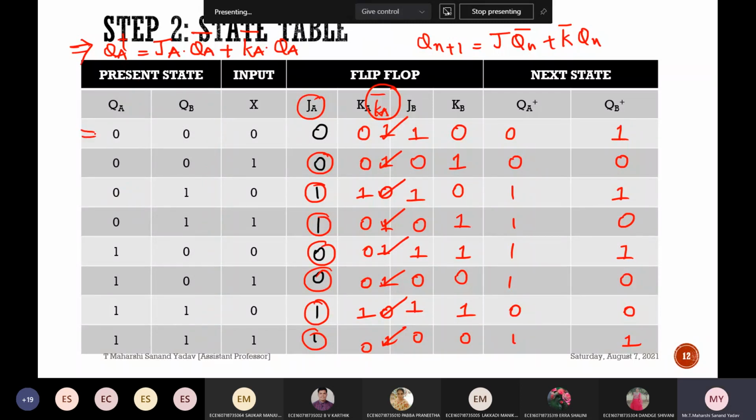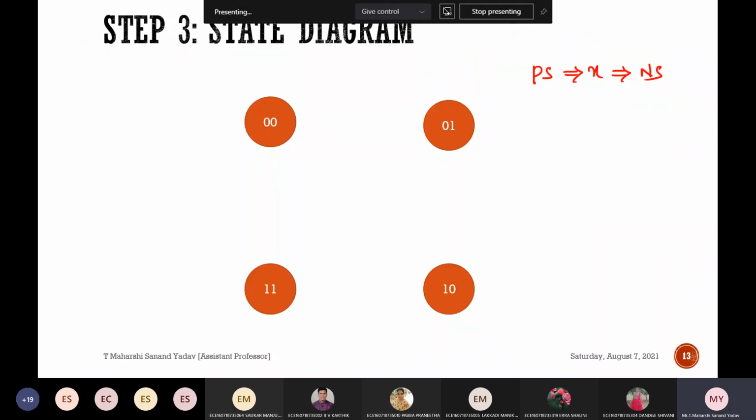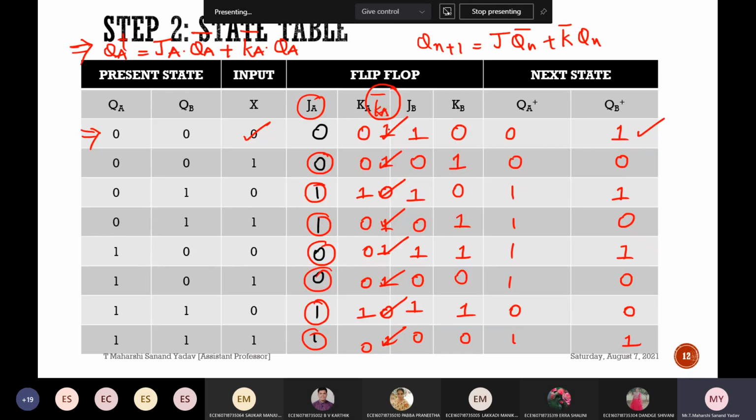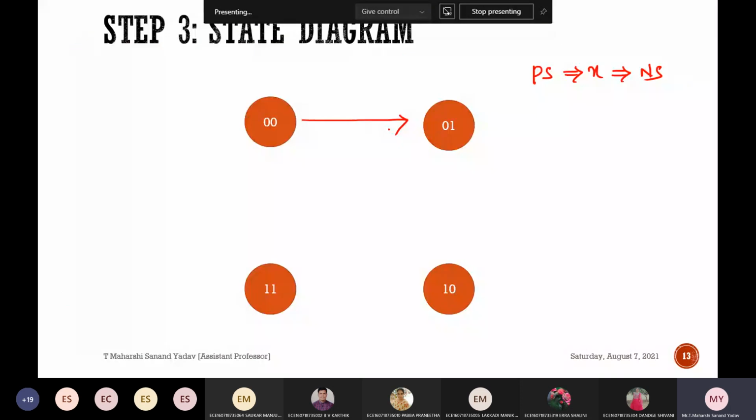So for 0, 0, when input x is equal to 0, where it is going? It is going to 0, 1. So from 0, 0, it is going to 0, 1. What is the input? Input is equal to 0. So here output is not there, so no need of writing anything. Okay, so only 0 will be enough.